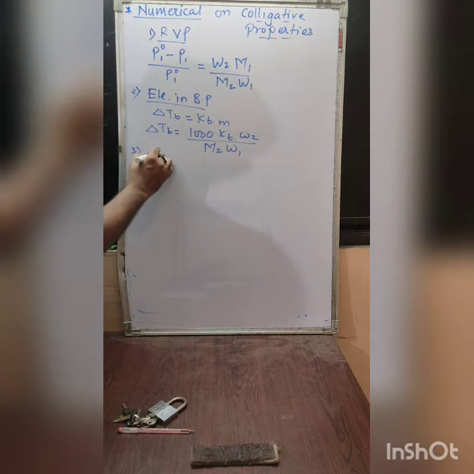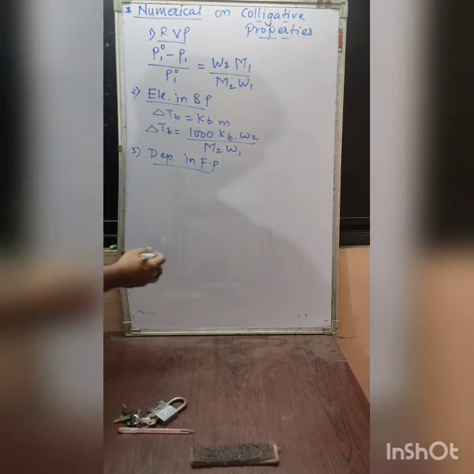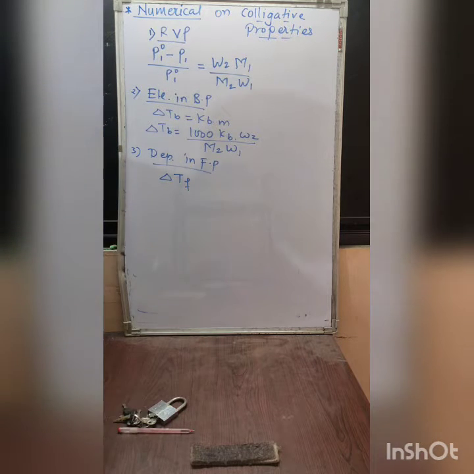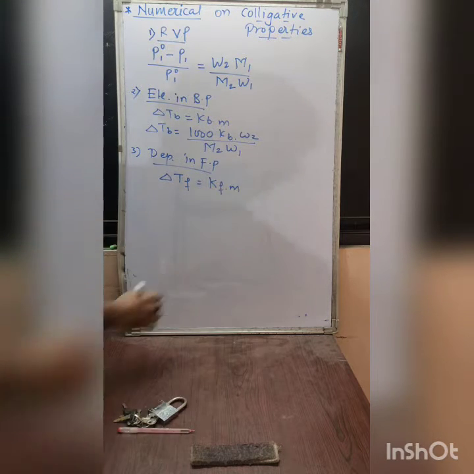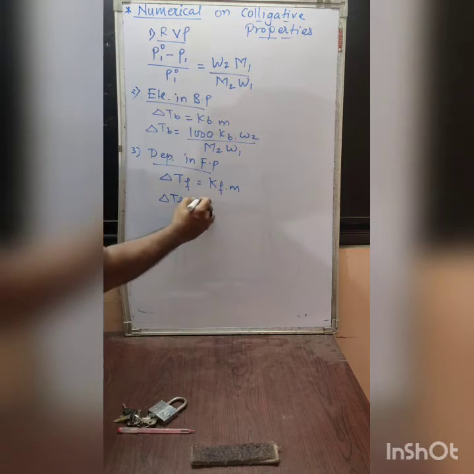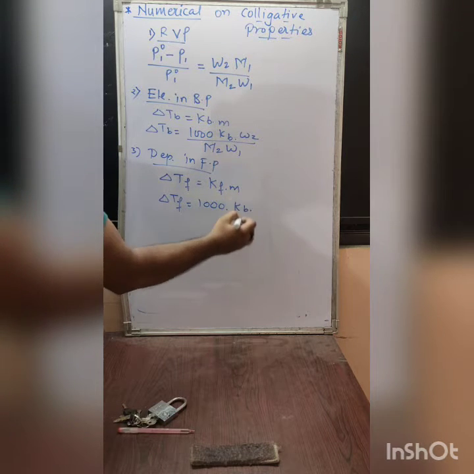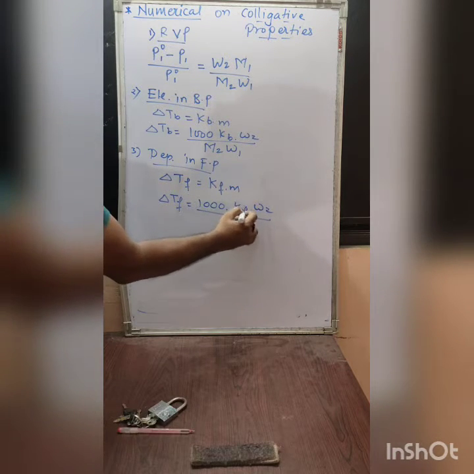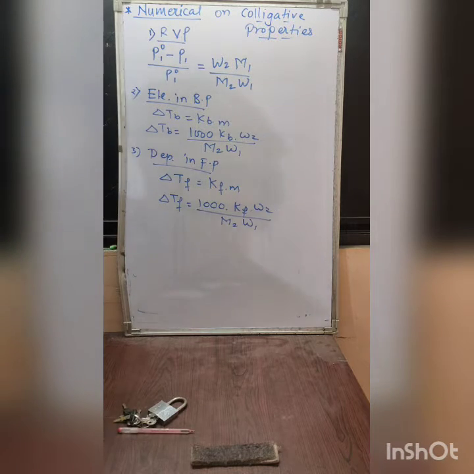Third formula, depression in freezing point. Same formula, just instead of B there will be F. Delta TF is equal to Kf into m, which gives delta TF is equal to 1000 into Kf into W2 upon M2 W1.